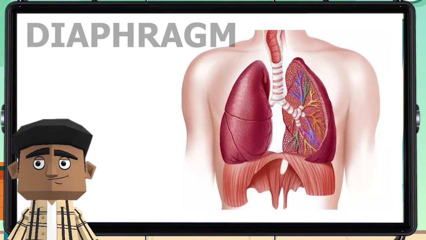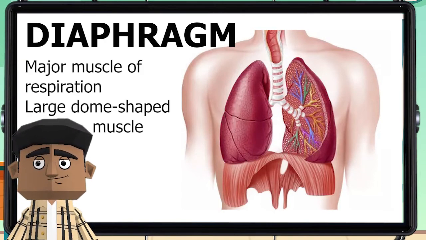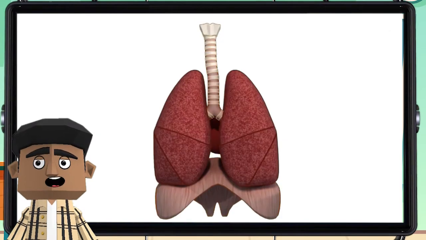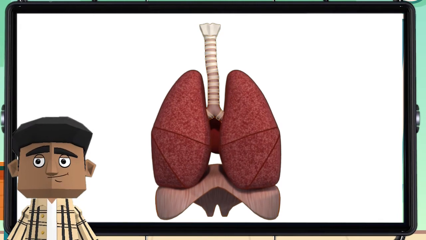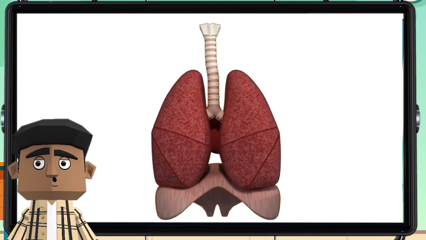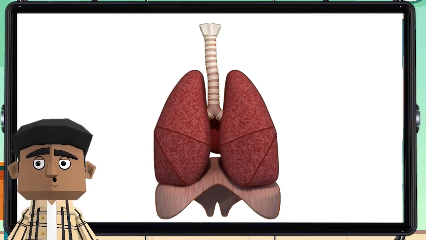While the diaphragm, located below the lungs, is the major muscle of respiration. It is a large dome-shaped muscle that contracts rhythmically. Without the diaphragm, air cannot enter or exit the respiratory system. Let us take a look at my lungs and diaphragm. We can see that when the diaphragm moves down, the lungs expand because air rushes in. And when it returns to its original position, air in the lungs rushes out.